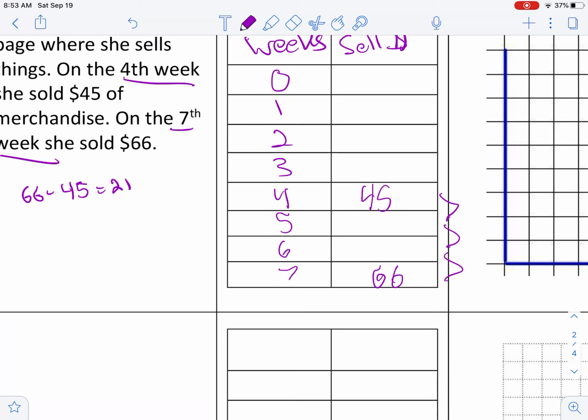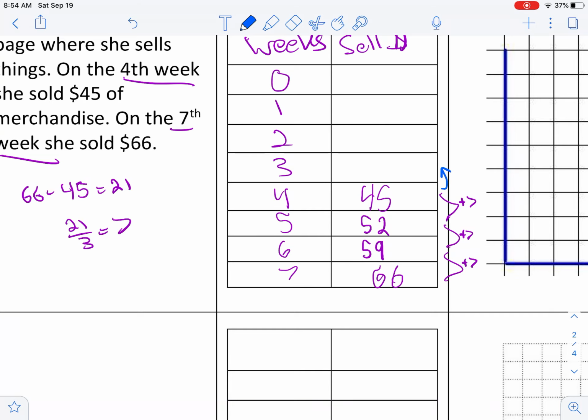that passed by. Well, if we split that up per week, assuming the rate of change is the same from each week to each week, 21 divided by 3 gives us 7. So I think plus 7 plus 7 plus 7 is going to get us where we need to be. Let's find out. 45 plus 7 is 52. 52 plus 7 is 59. And 59 plus 7 is 66. That is fantastic.